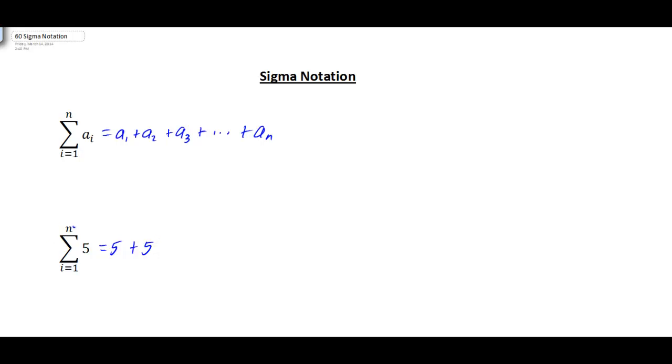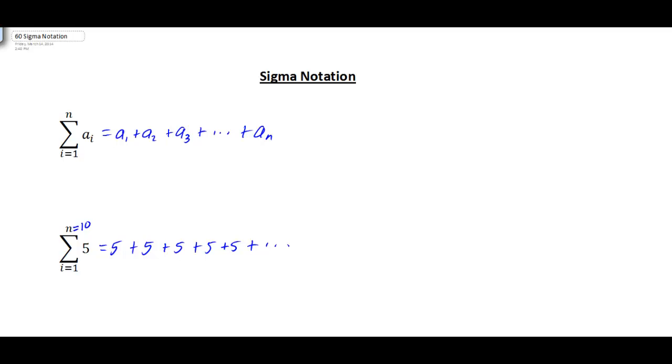Well, let's say that, for example, n is equal to 10. So that means we would keep doing this 10 times. Well, what does that mean? That means we're going to add this number up 10 times. So that means 5 plus 5 plus 5 plus 5 plus 5, and we're going to do that 10 times.